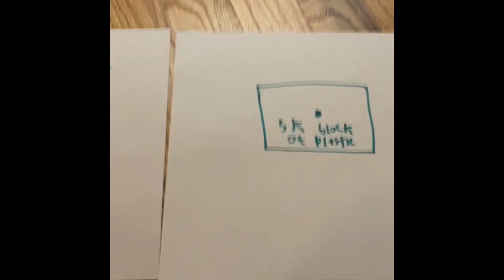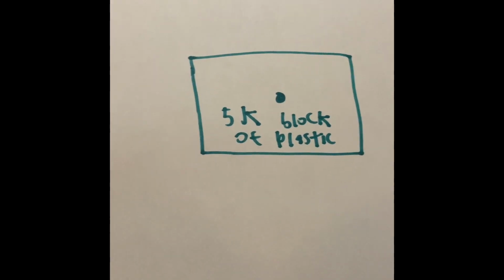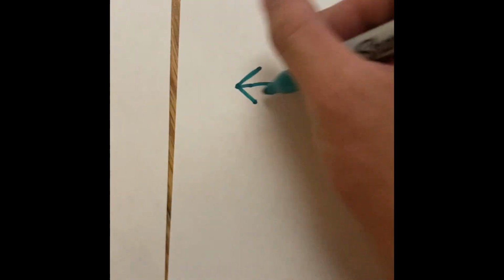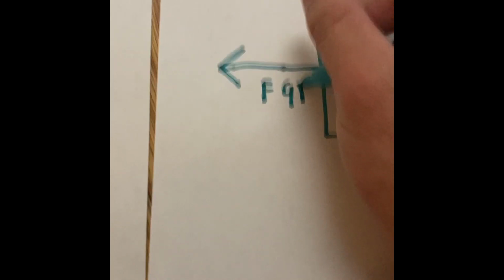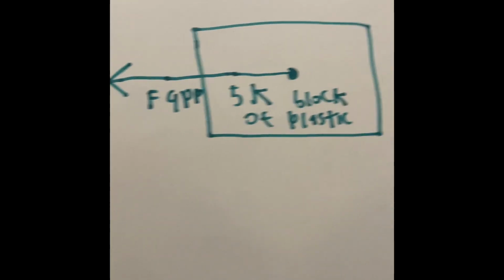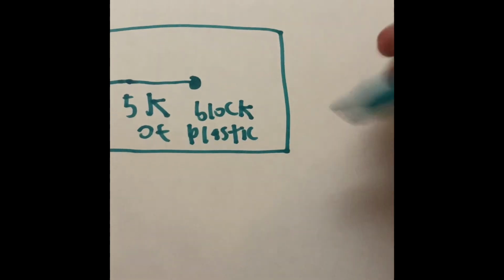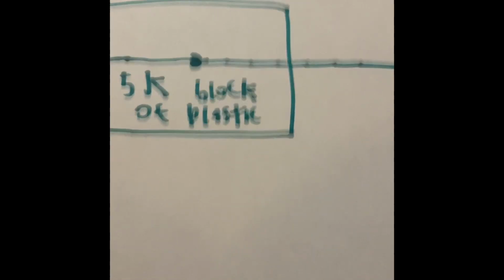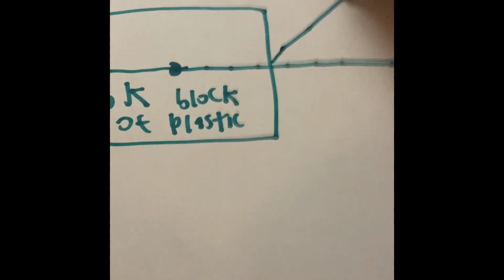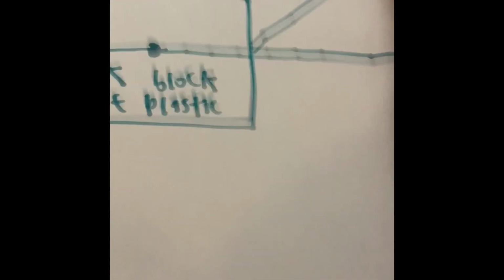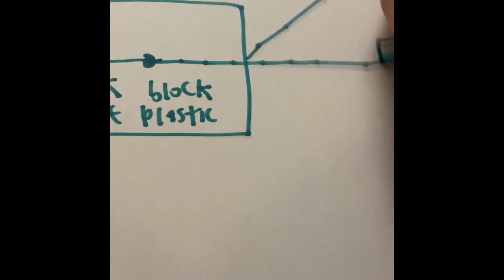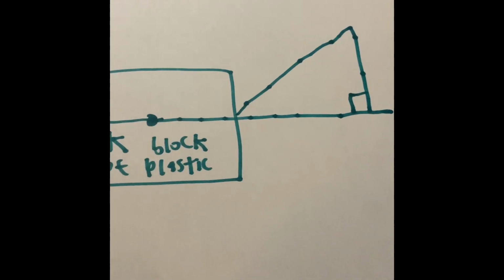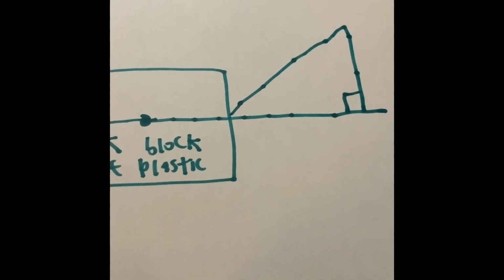Right over here, we have a 5 kilogram block of plastic. Your force being applied is wanting to go this way. But the problem is, you are not pushing on the side. You are pushing diagonally, which is going to make a right triangle. So not only are you pushing the block to the left, but you're also pushing some downforce on the block too.